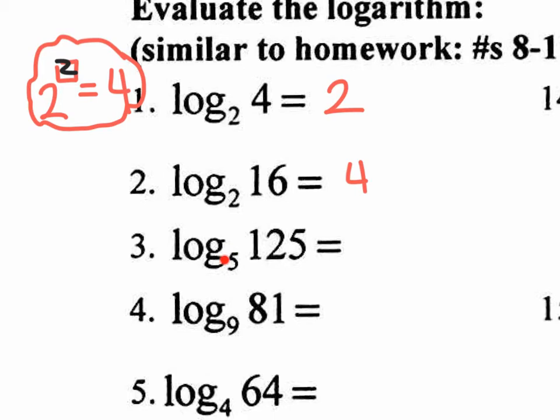How about 5? 5 to what power gives you 125? 5 times 5 is 25, and then times 5 is 125. So the answer is 3. 5 to the 3rd power gives you 125. Right here, 9 to what power gives you 81? 9 to the 2nd power gives you 81.